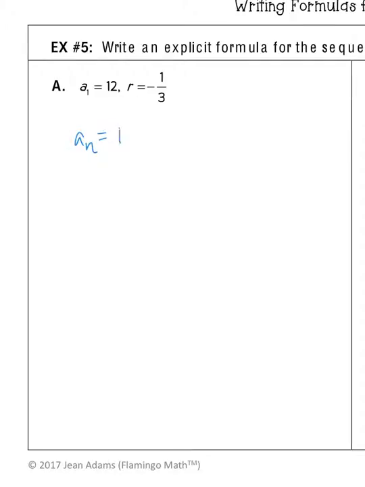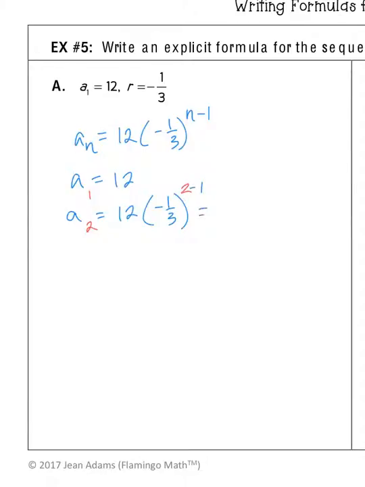So a sub n is equal to 12 times negative 1/3 raised to the n minus 1. And so a sub 1 is equal to 12 times negative 1/3 to the 1 minus 1. A sub 1 is 12. We already knew that. Then a sub 2 is equal to 12 times negative 1/3 raised to the 2 minus 1. That is going to give you negative 4.